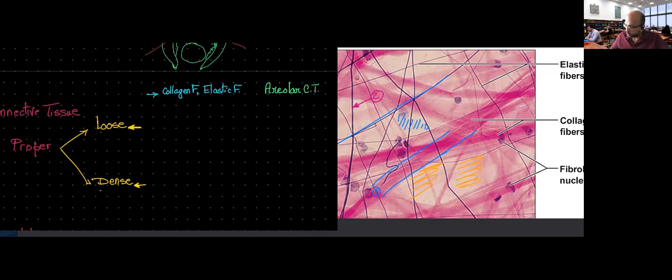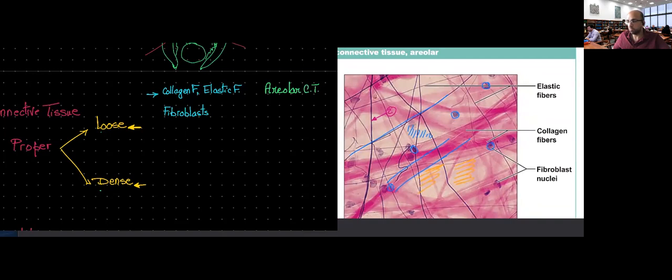Scattered between those fibers, I can see cells. And those cells are actually the cells that are producing the fibers. So we call those cells, the ones producing the fibers, fibroblasts. So if I see collagen fibers, elastic fibers, a lot of cells scattered in between, and I have large spaces between those fibers, this is what type of connective tissue? This is an areolar connective tissue.